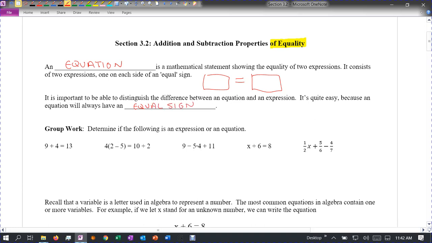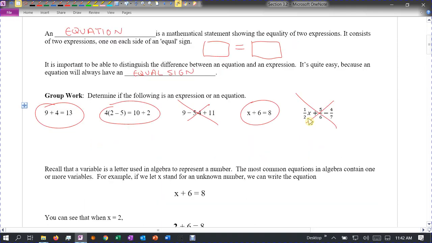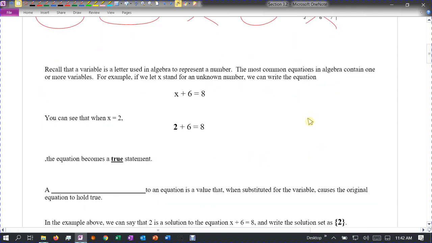So let's determine which of these are equations. This is an equation, has an equal sign. This is an equation, has an equal sign. This is not an equation, it's an expression. This is an equation, and this is not an equation because it does not have an equal sign. That's an expression. So that's just double checking, make sure we're always looking for an equal sign whenever we're talking about equations.